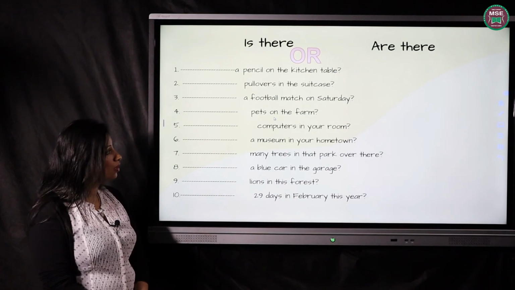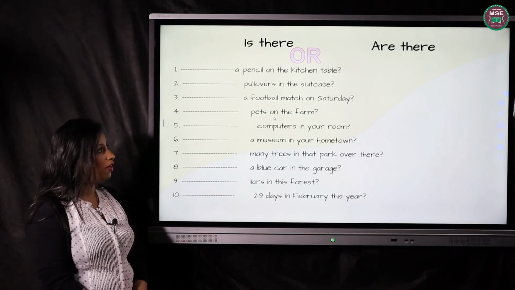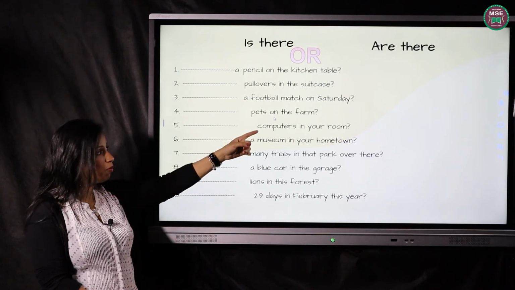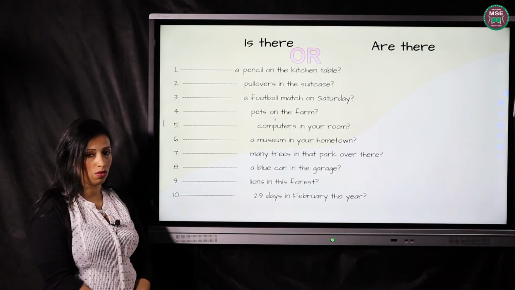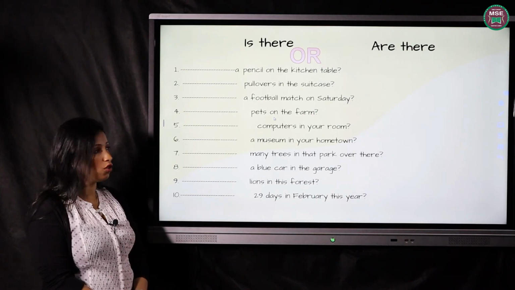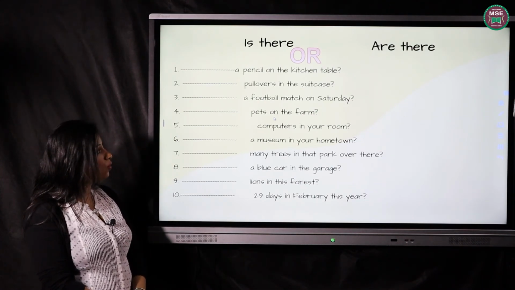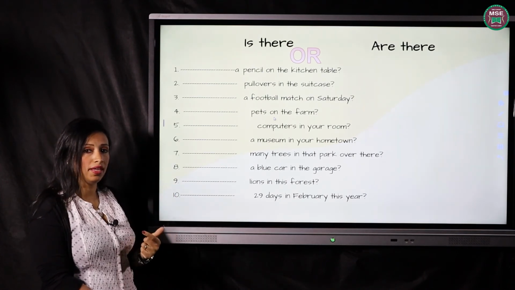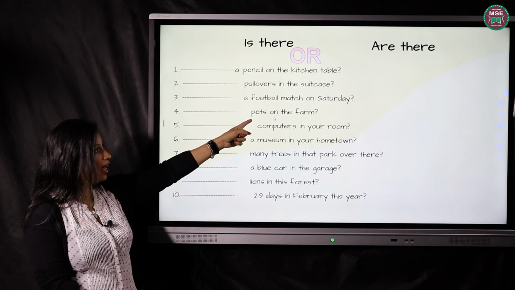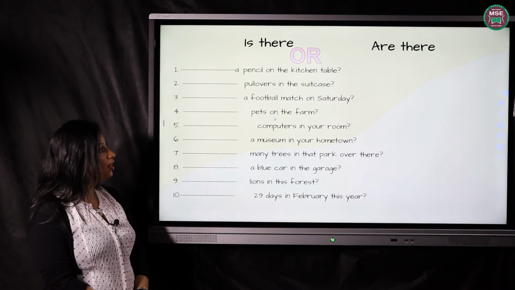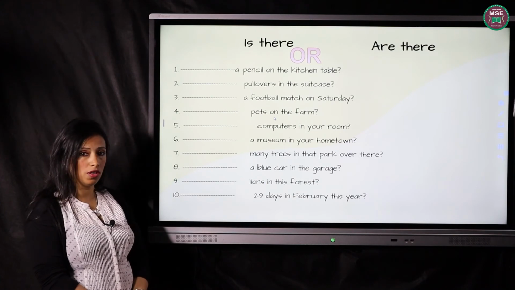Okay, number four, pets on the farm. Pay attention to the question mark. Whenever we have a question mark, it means that this is a question. So we have to start our sentence with a question word. Here, pets, I'm talking about one thing or many things? Many things, because we have S after the noun. So we are gonna say, are there pets on the farm?